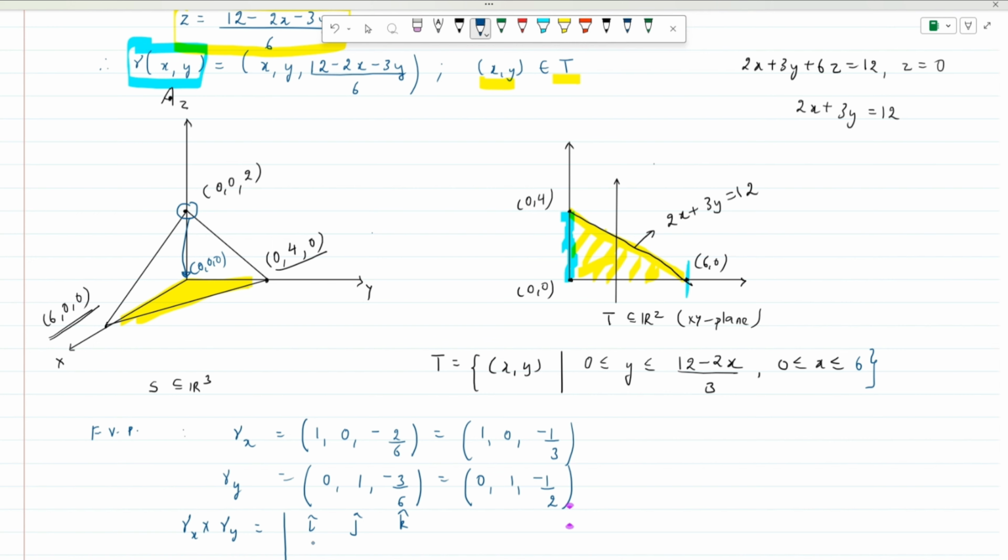The second row will be gamma x, which is 1, 0, negative 1 by 3. The third row is gamma y, which will be 0, 1, and negative half. So taking the determinant, we will get the i component to be 1 by 3, minus j, it is going to be negative half, and lastly the k component, which is going to be 1. So thus the normal, or the fundamental vector product, is 1 by 3, half, and 1.